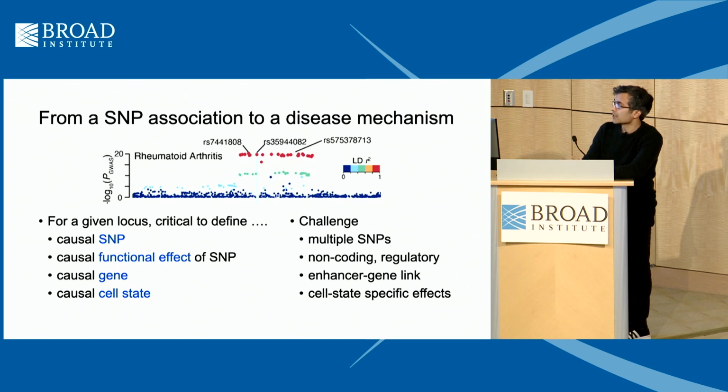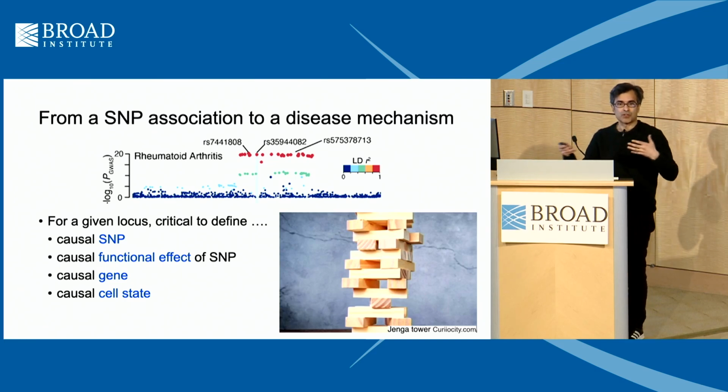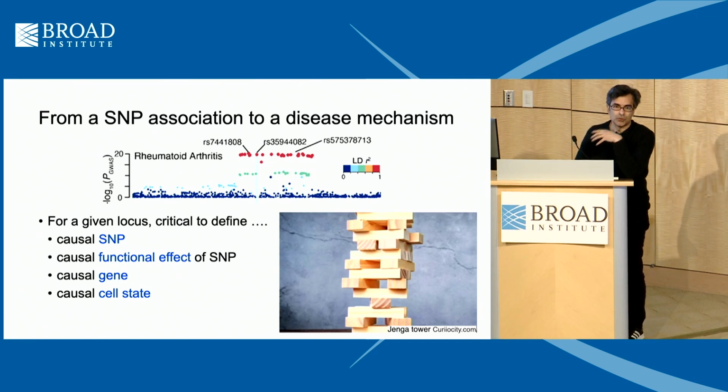Once you have that solved, figuring out the causal gene, and doing all of this requires us to have some sense of the causal cell state, especially because gene regulation is so cell state specific. So I think about these problems as very interlinked with each other. It's a little bit like a Jenga tower. You really can't address one in isolation of the other three.